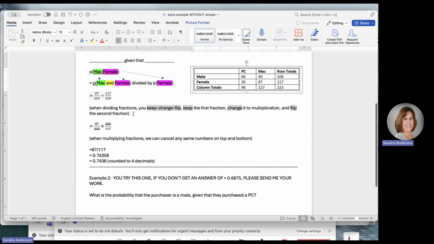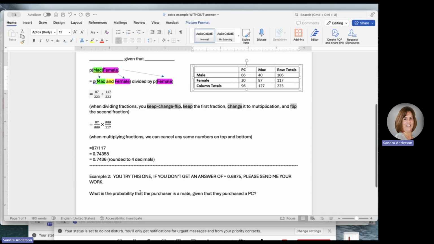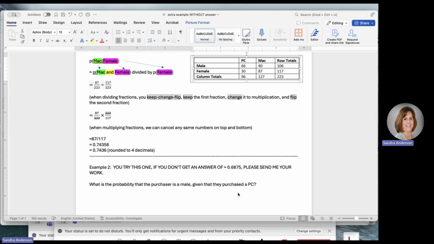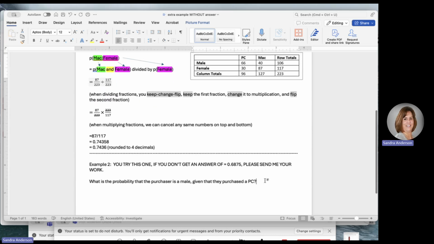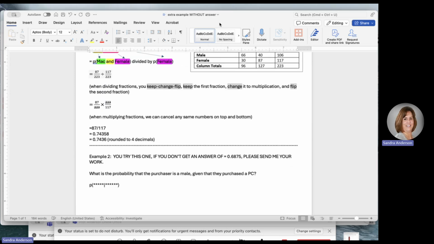Go back through this if it doesn't. And then what I want you to do is try this one. If you don't get an answer of 0.6875, then I want you to send me your work so that I can check it and see what you're doing wrong. What is the probability that the purchaser is male given that they purchased a PC? So you're going to want to set it up: probability of blank, given that blank. I don't want to give you the answer here. So you're going to set that up for yourself and check your answer. If you don't get the right answer, then please email me, I'd appreciate it. Thanks so much.